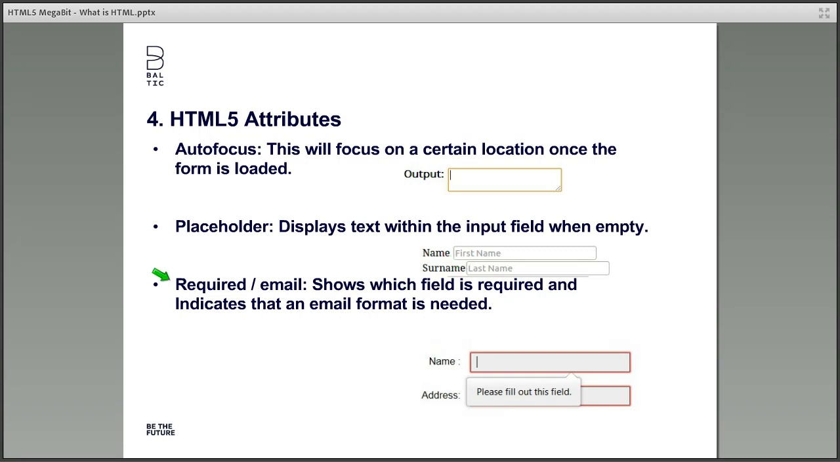And finally, the required or email attribute. And that shows which field is required and indicates that an email format is needed. So if you add in an email address and forget to put @domain.com, it will flag you and say, no, we need this to be in an email format, otherwise it can't be submitted. That has a bit of validation behind what you're going to be doing, and again, may reduce the amount of spam, may reduce the amount of errors within people completing contact forms.